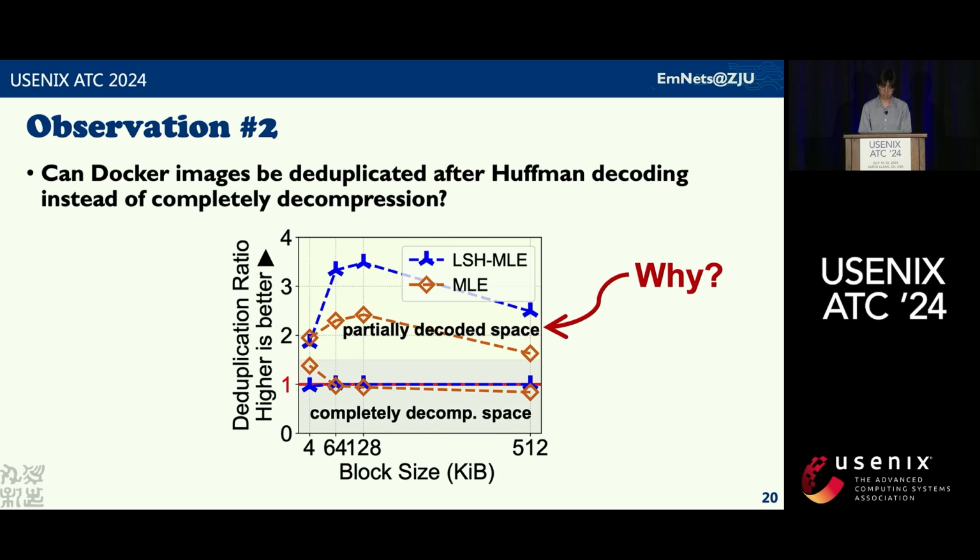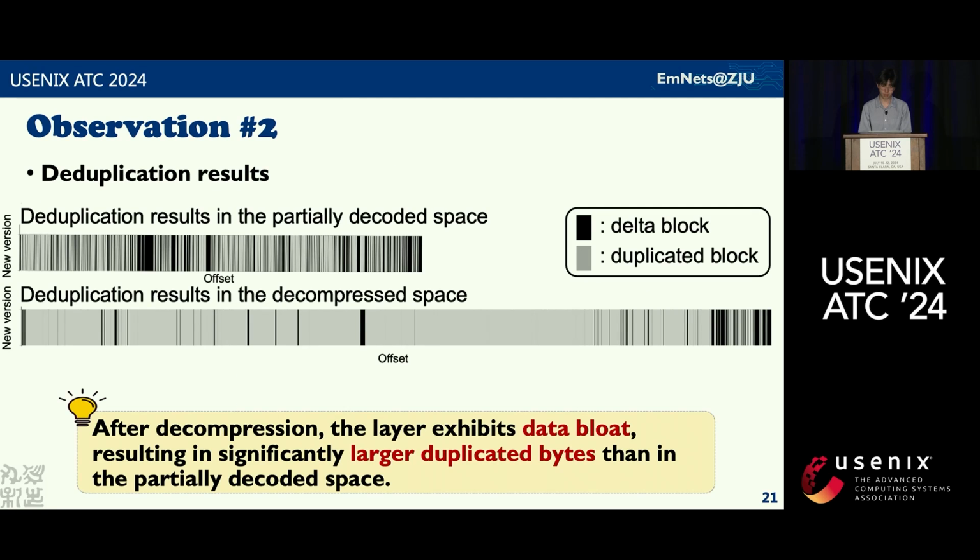The second is that MLE, as implemented in AWS Lambda, achieves a duplication ratio over 1 only in completely decompressed space with 4 KB chunking. So to explain the two findings, we conduct a detailed analysis of duplication between two continuous Ubuntu images.